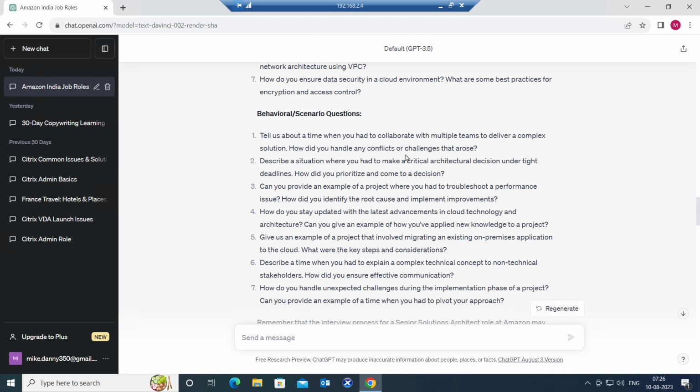Tell us about a time when you had to collaborate with multiple teams to deliver a complex solution. How did you handle the conflicts or challenges that arose? If someone asks behavioral questions during an interview, sometimes we don't know how to answer. Technical questions, yes, you might have learned concepts and watched some videos, but behavioral questions require you to be really spontaneous, and you don't even have time to think about it. So these kinds of questions will help you get prepared even before you attend the interview.